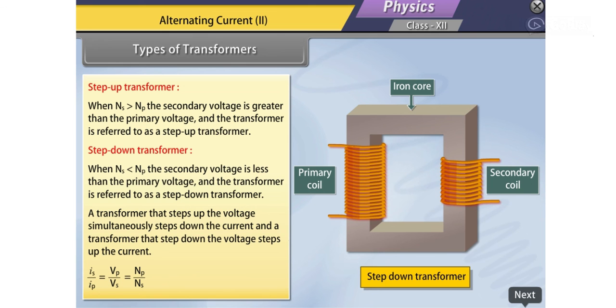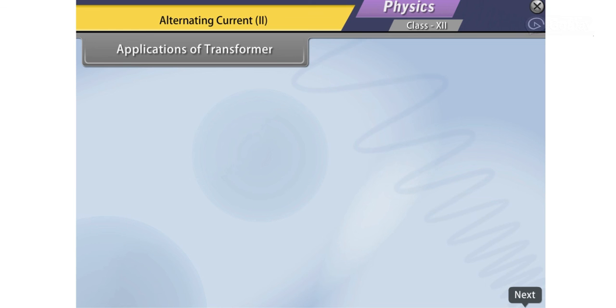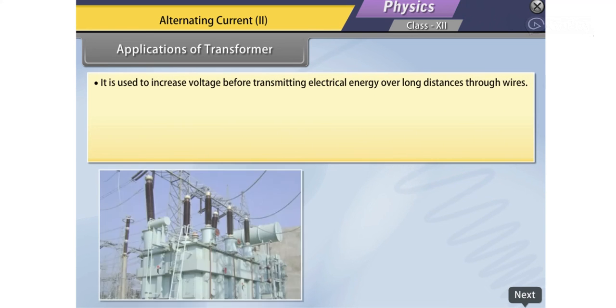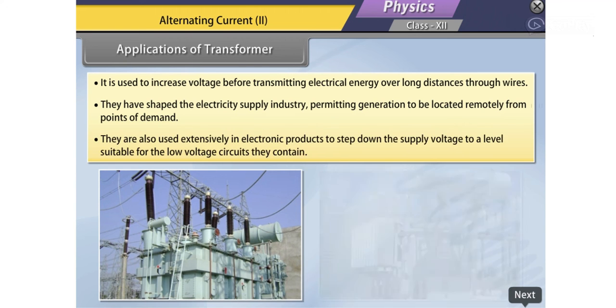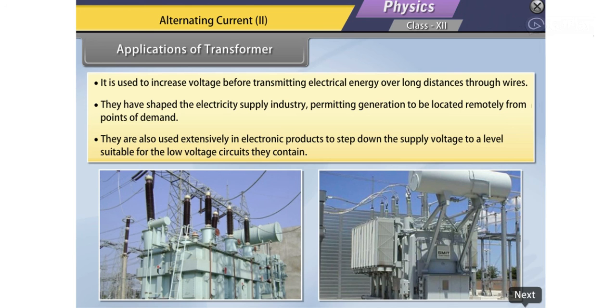Applications of transformer. It is used to increase voltage before transmitting electrical energy over long distance through wires. They have shaped the electricity supply industry, permitting generation to be located remotely from points of demand. They are also used extensively in electronic products to step down the supply voltage to a level suitable for the low voltage circuits they contain.